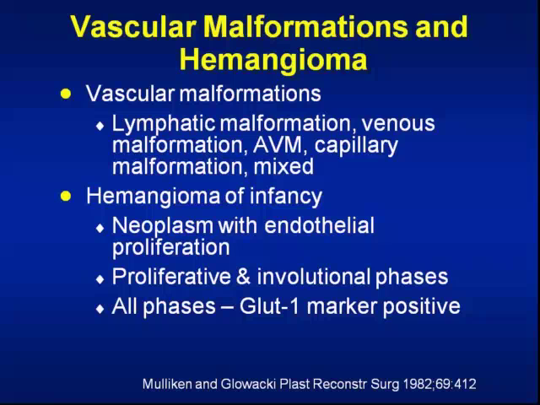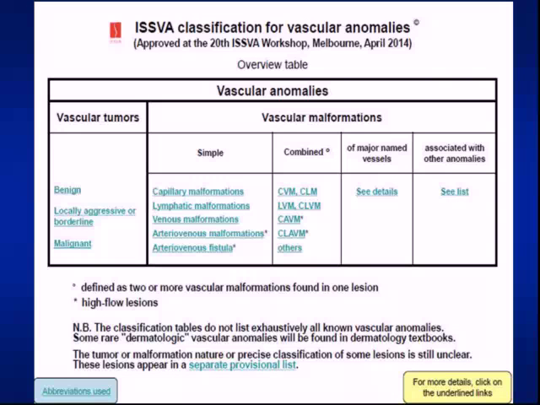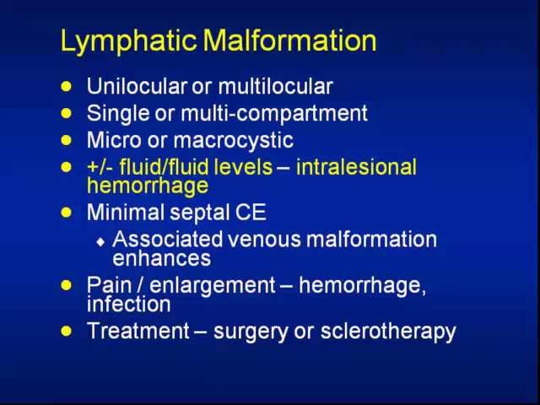This is the International Society for the Study of Vascular Anomalies classification, updated in April 2014, very similar to 1982. You've got vascular tumors, benign and malignant, and then vascular malformations, either simple or combined. So if we look at the lymphatic malformations, what do we want to tell the clinicians?